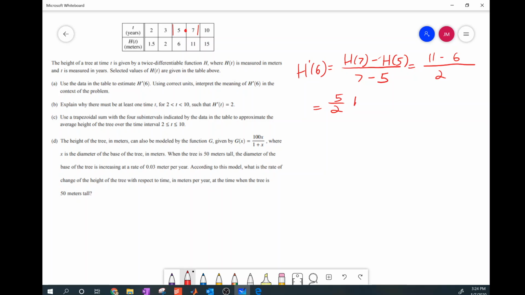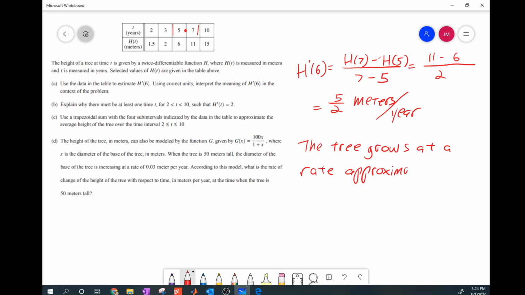They ask me to interpret this, so that's 5 halves. My units would be meters per year. So that would mean the tree grows at a rate, now this next word is important, approximately, of 5 halves meters per year. Now it's important that we write the word approximately because we don't have a guaranteed answer, and that's something they're going to be looking for in the AP exam.